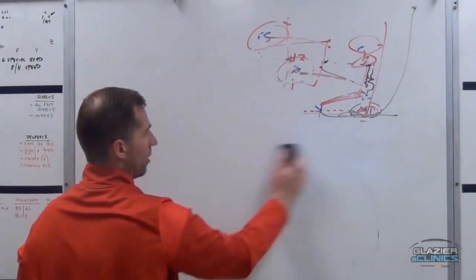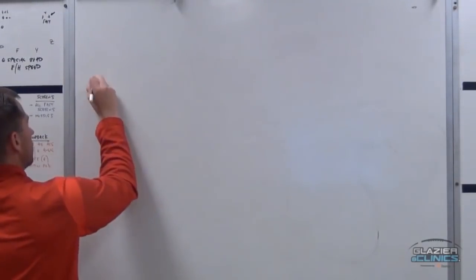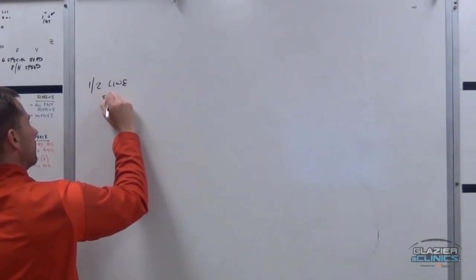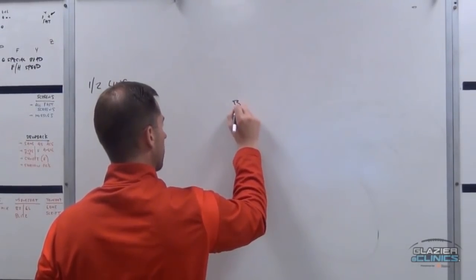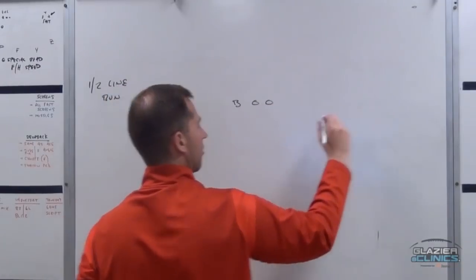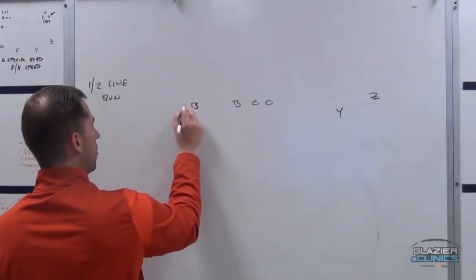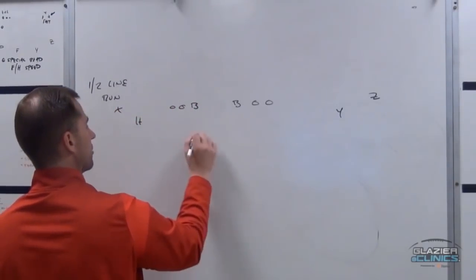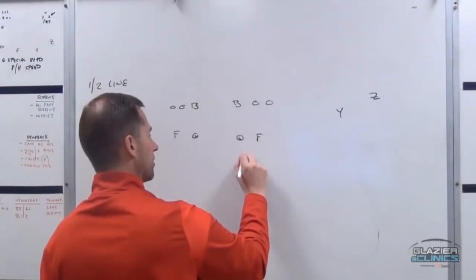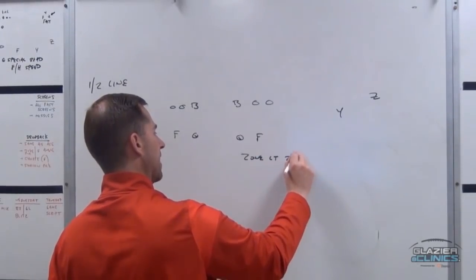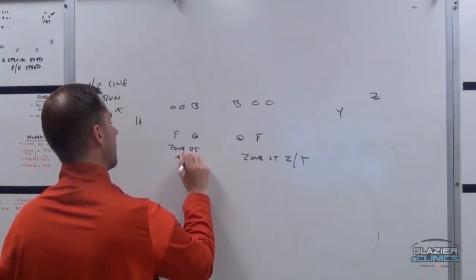A great drill that we do in the spring is we call it a half-line run drill, half-line run. So let's say the ball's in the middle of the field, we'll put a ball here with a right guard and a right tackle and a Z and a Y. Over here, we'll put a ball, left guard, left tackle, an X and an H. Quarterback, back, back, okay? So right here, we're going zone left, Z, Y. We're going zone right, X and H, okay?